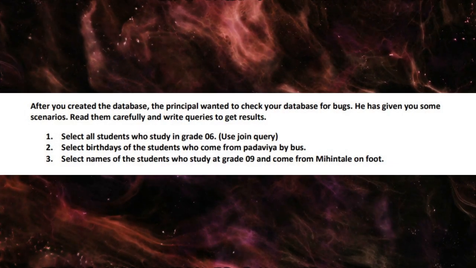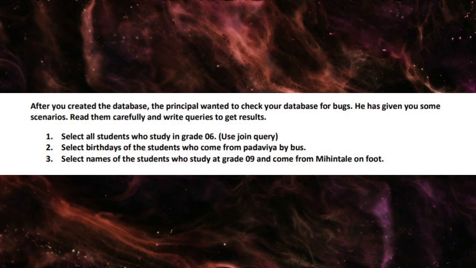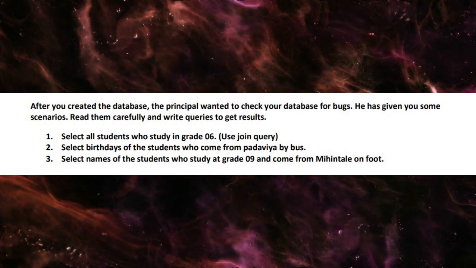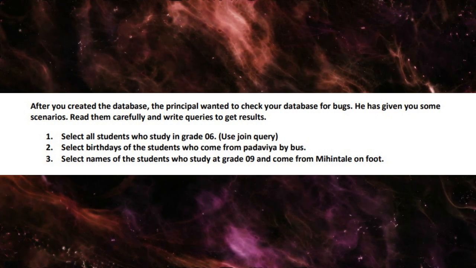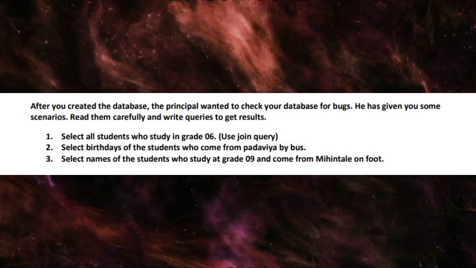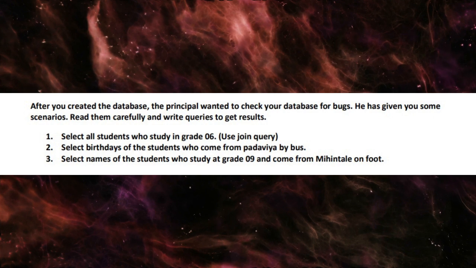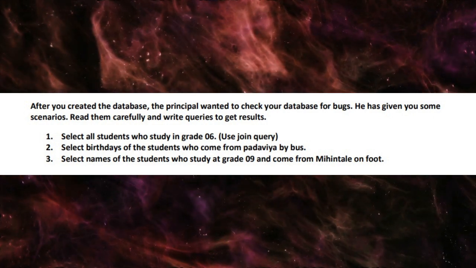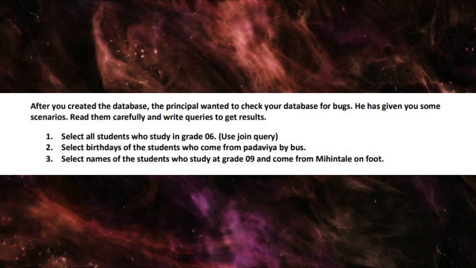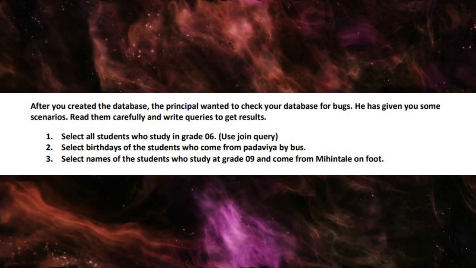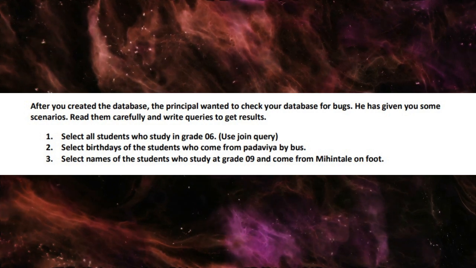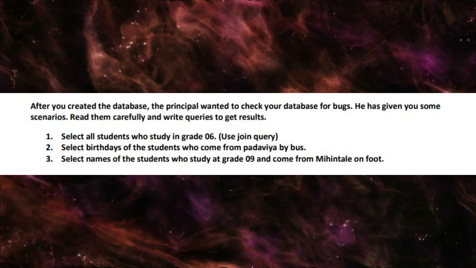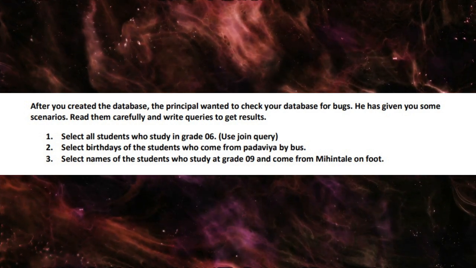After you created the database, the principal wanted to check your database for bugs. He has given you some scenarios. Read them carefully and write queries to get results. Question number 1. Select all students who study in grade 6. Use join query. For our first query, the principal wants to know all the students who are studying in grade 6. To do this, we'll use a join query which helps us combine information from multiple tables.